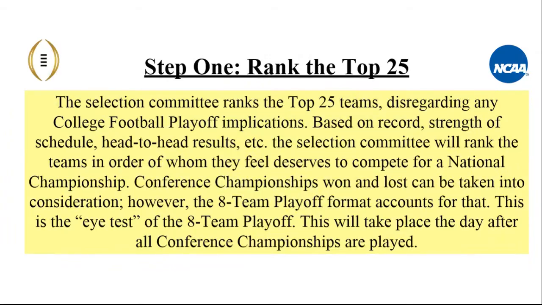So step 1, again, is for the selection committee to rank the top 25 just as they currently do. They don't need to worry about getting X amount of teams into the playoffs. They just need to rank the top 25 teams based on who they feel deserves a chance to compete for the national championship. This is the eye test of the system. There's little room for politics because the rest of the selection process works itself out.